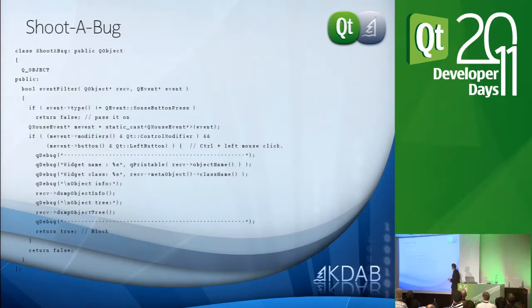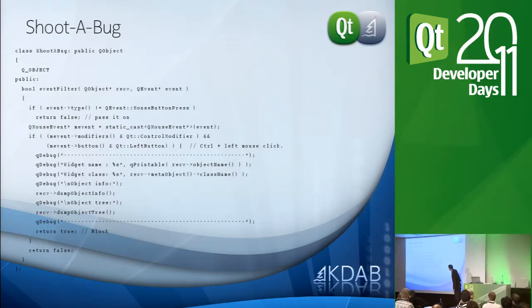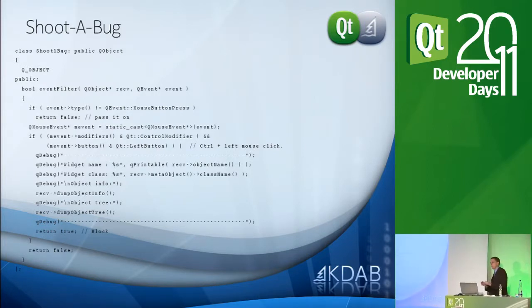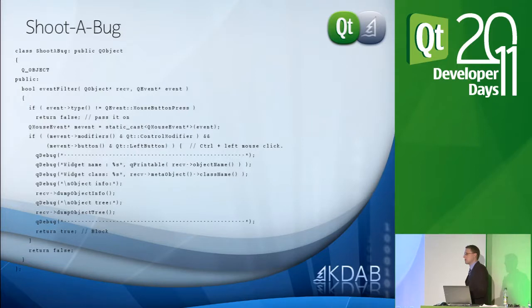It shows us the object name, it shows us the class name. It does the dump object info and the dump object tree, all the debug information we saw earlier, just one click away for the widget you're currently looking at. So assume you have a button, you click on it, it shows no reaction. You do the control click on it, you get all the debug information, so you can check, are the signals connected at all? What are the current properties and so on. So very useful to deal with widget and layouting related problems.